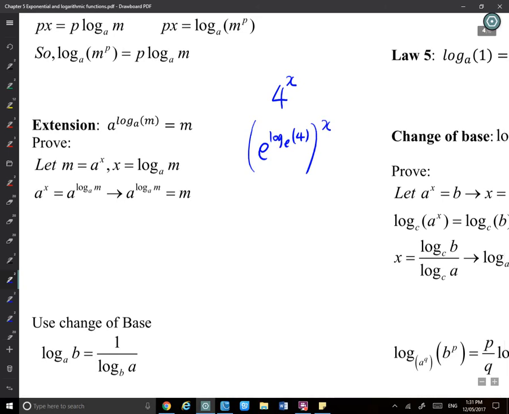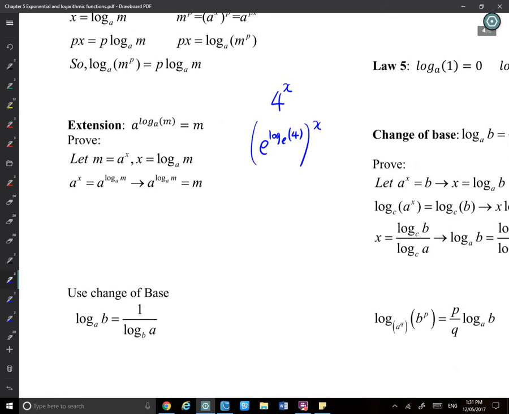Remember that we can't derive things with any base. I can only derive with the natural base. So I need to change base 4 to the natural base first and then derive. That is the rule we use. A number m equals a to the power of log_a of that number m. So we need to remember that.